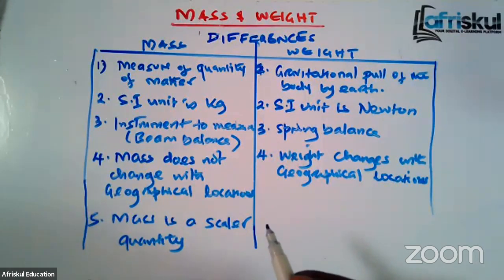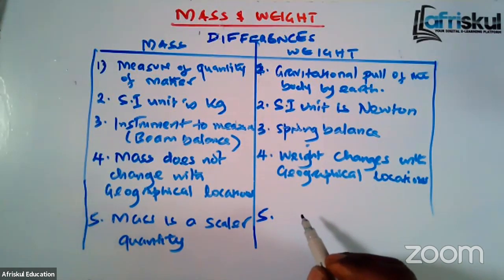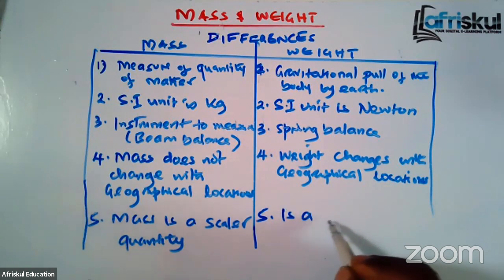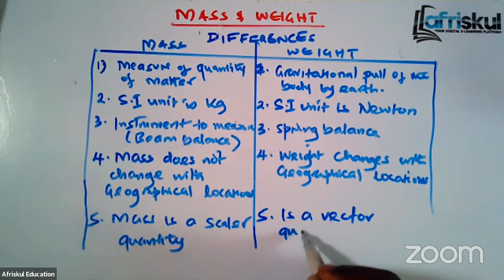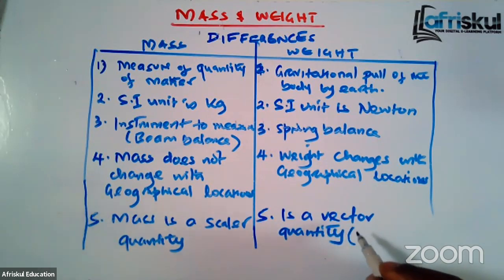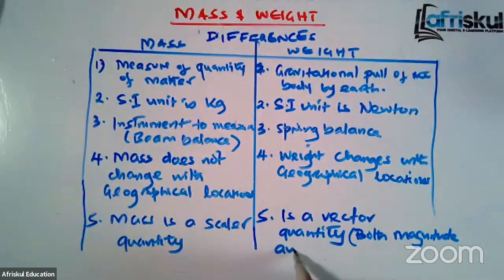So mass and weight, they differ in that weight is what we call a vector quantity. So a vector quantity has both magnitude and direction.